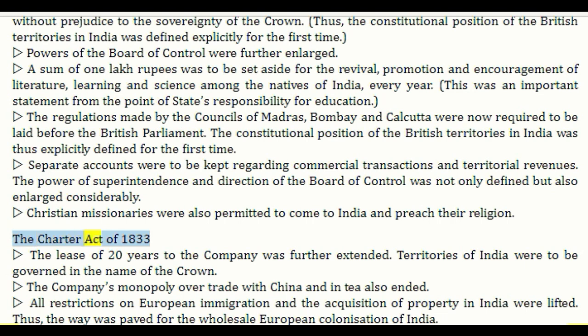The Charter Act of 1833. The lease of 20 years to the company was further extended. Territories of India were to be governed in the name of the Crown. The company's monopoly over trade with China and in tea also ended. All restrictions on European immigration and the acquisition of property in India were lifted. Thus, the way was paved for the wholesale European colonization of India.